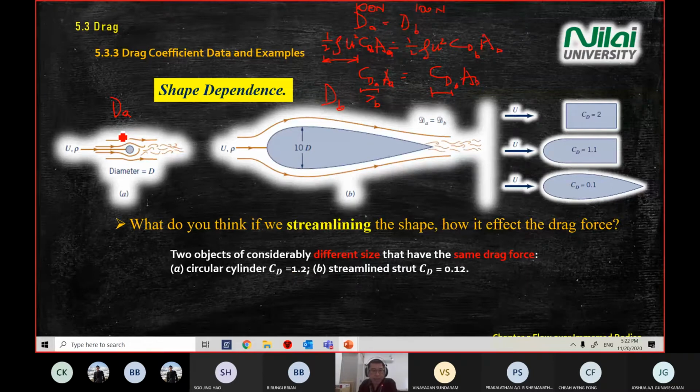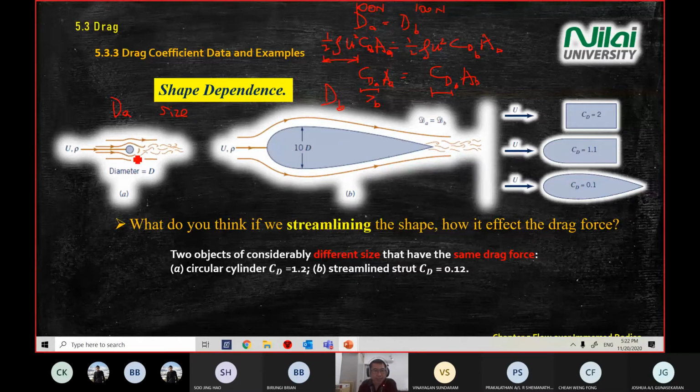So don't be surprised by the size of the object. It's just that sometimes it looks small, but the drag coefficient can be big. Okay. Don't confuse with the size. We are looking at shape, not size. Be careful on the confusion between shape and size. In this case, size doesn't matter. All right, so it's the shape that matters.